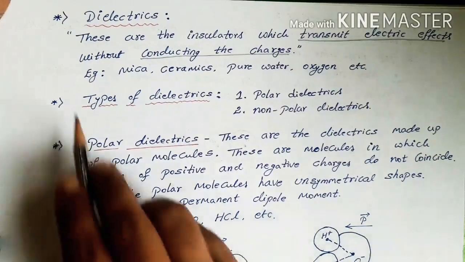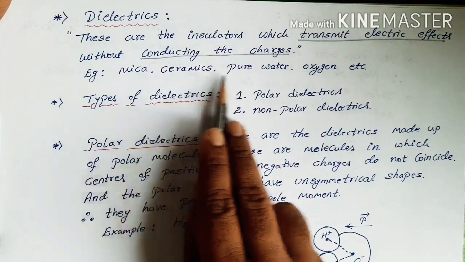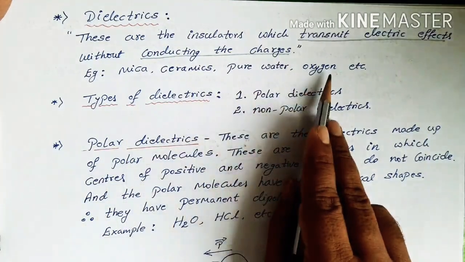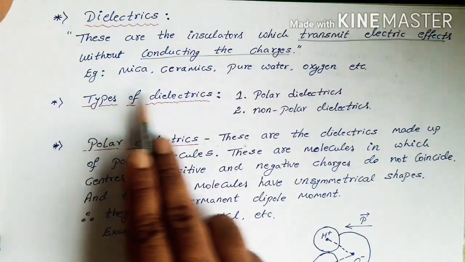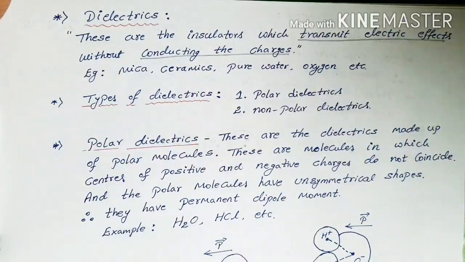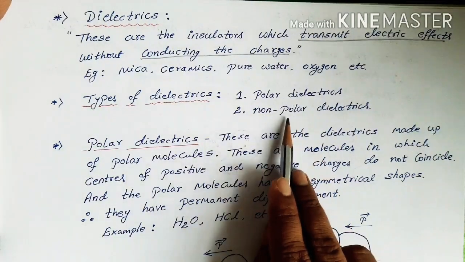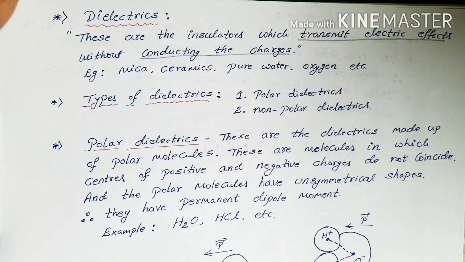The examples are mica sheets, ceramics, pure water, oxygen, etc. These are all good insulators, which we can also call dielectrics. In dielectrics there are two types: one is polar dielectrics and the other is non-polar dielectrics.